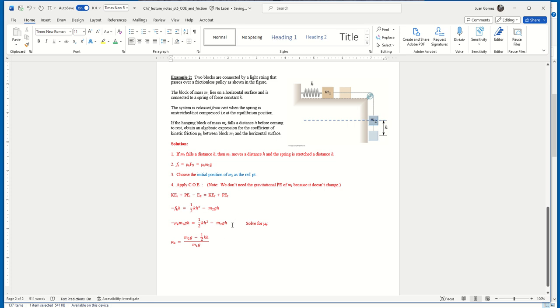Solve this equation for mu k. And let me go ahead and get this posted.